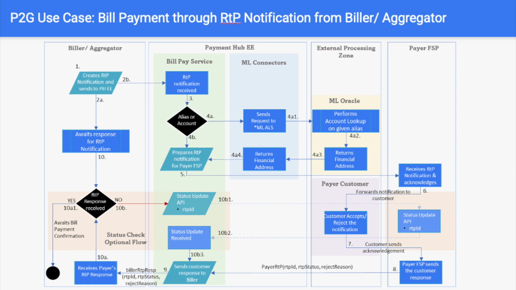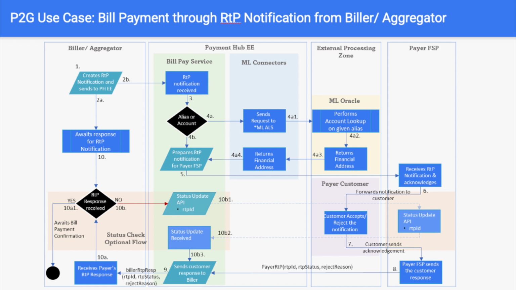So at this point, one thing which is important to note over here is if the customer accepts the notification, it does not mean that the payment has occurred. Right now, it is just accepting that, yes, okay, I've received your notification for RTP and I am willing to pay through that RTP. So what happens is the customer accepts or rejects the notification and lets the payer FSP know, and the payer FSP returns the response to the RTP notification back to the bill pay service, right?